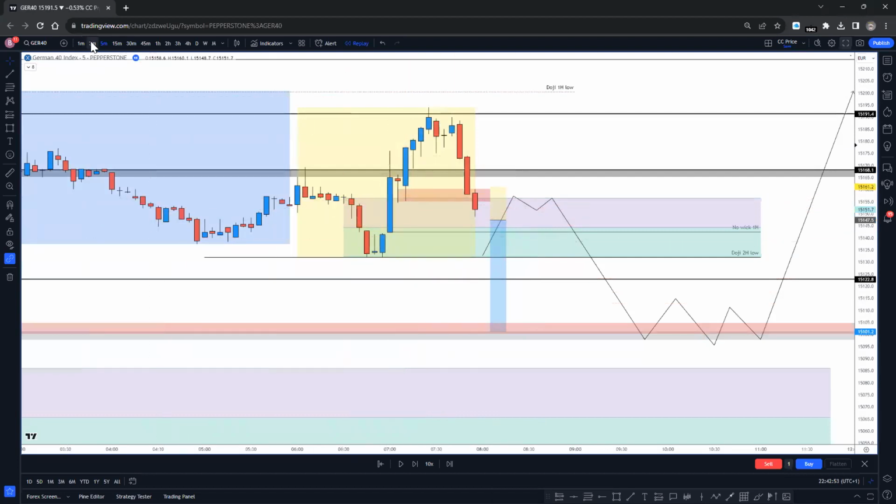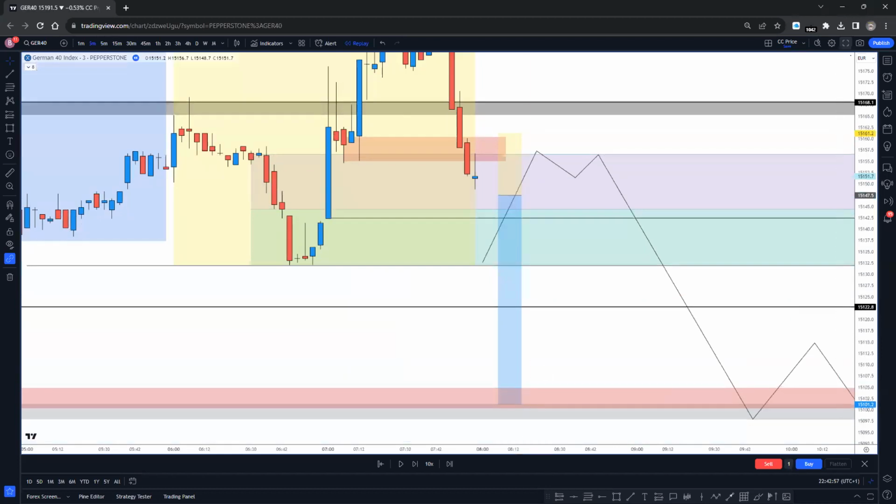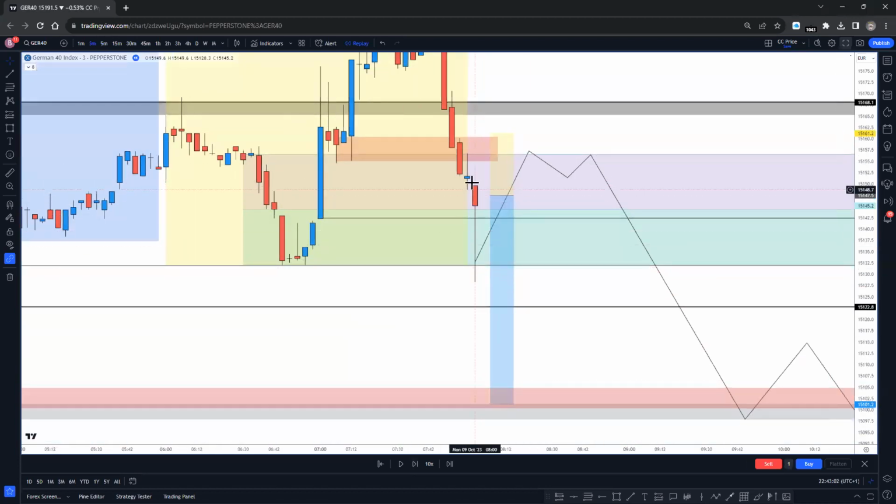This was this area here. I'm going to go to the lower time frame and show you that this was the area that I was looking for. If we could push down, I'll just let it break the lows. Okay, that was the first 3-minute candle, push down. Very similar trades to the ones we took last week.